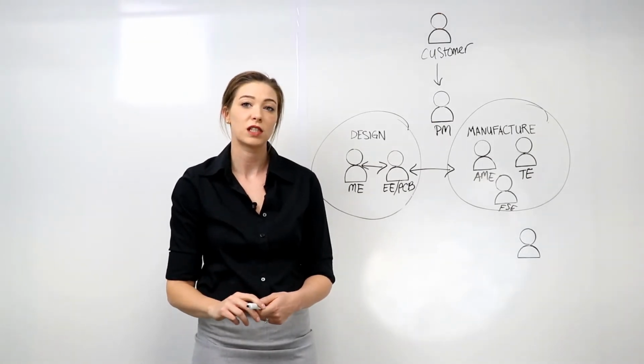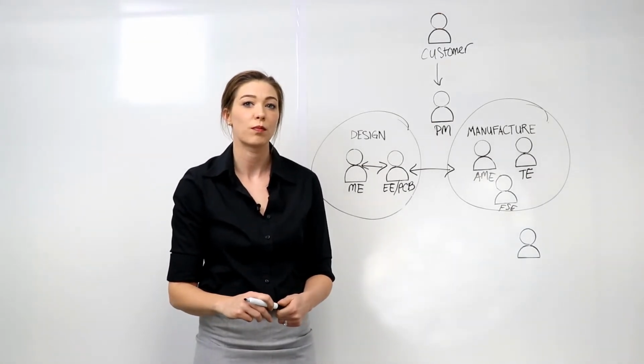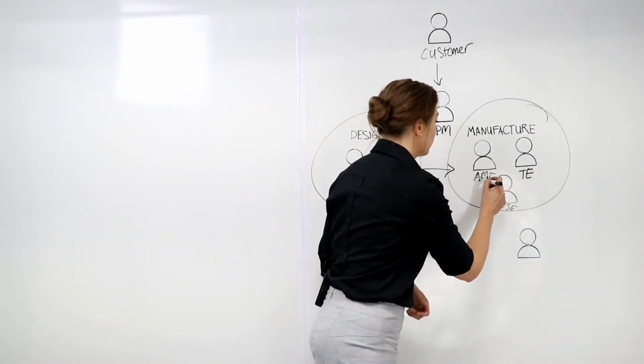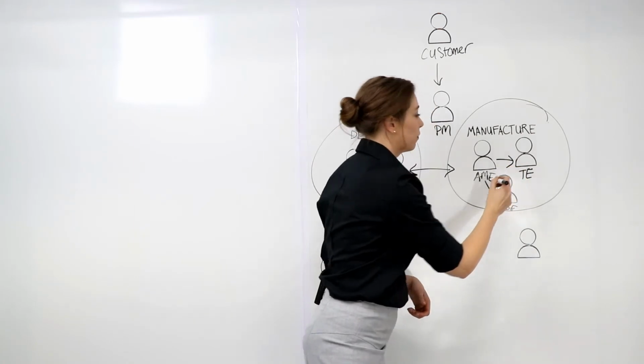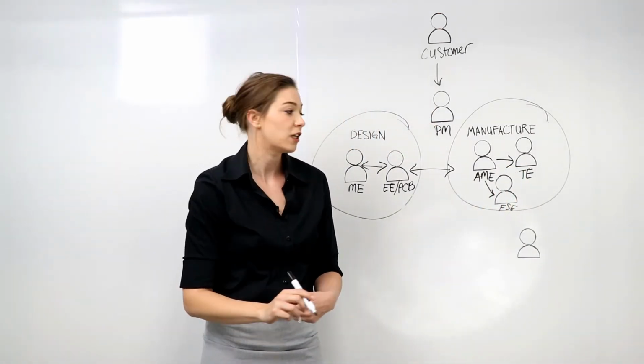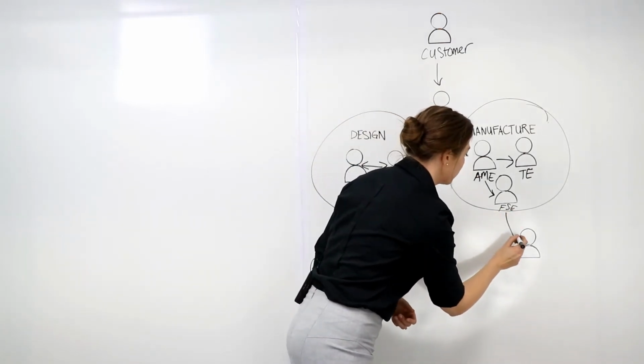Within the manufacturing team, the AME must communicate with both the FSE and TE to avoid any assembly issues. The FSE must also communicate with the purchasing agent or fabrication house.